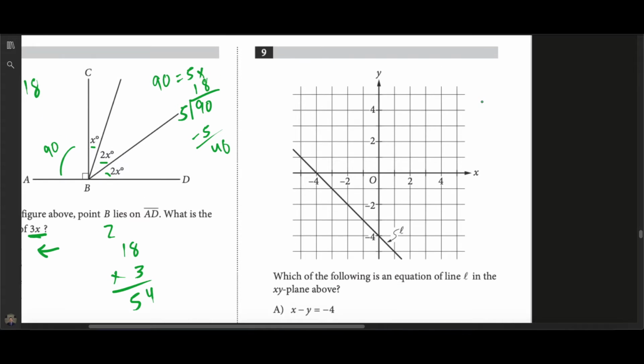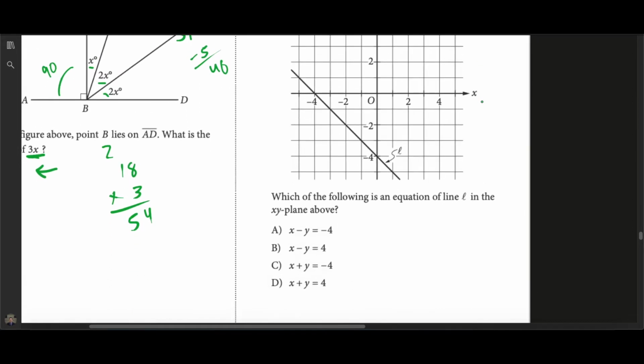All right, let's take a look at number 9. It asks, which of the following is an equation of line L in the xy plane above? Okay, so line L. We're looking at this line right here. And what we know about this line is that it is going to be a linear equation. So it's just a regular line with the equation y is equal to mx plus b. Notice I'm not even looking at my answers. I'm just focusing on trying to solve this linear equation. The plus b is the y-intercept, so we can go ahead and say y is equal to mx minus 4.